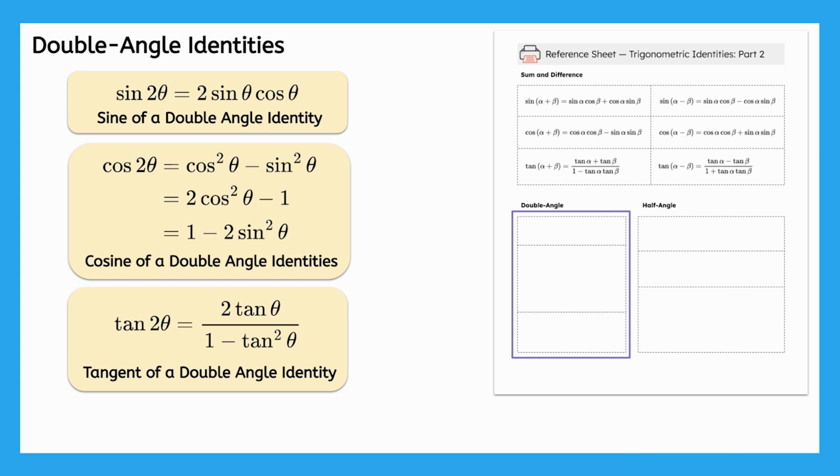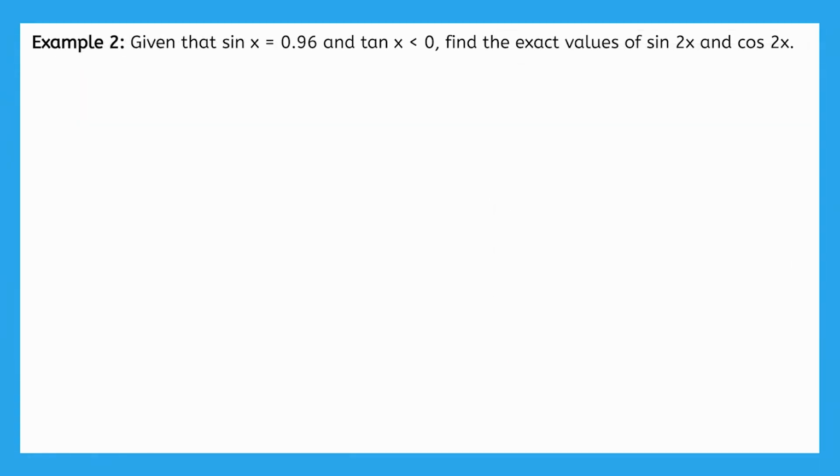Now, let's apply some of these identities to a second example. In our second example, we're given that sine of x equals 0.96 and tangent of x is less than 0, and we're asked to find the exact values of sine of 2x and cosine of 2x. Think about how we could approach this problem. What identities could we use?